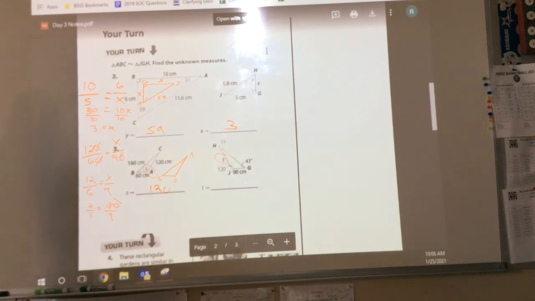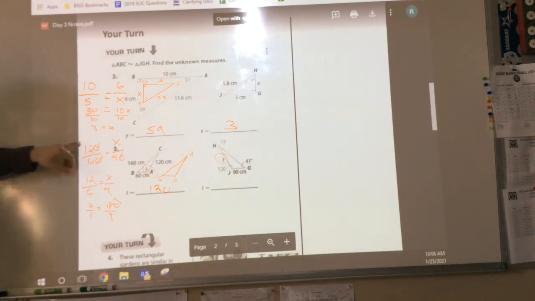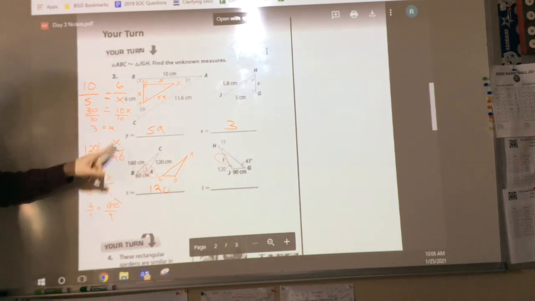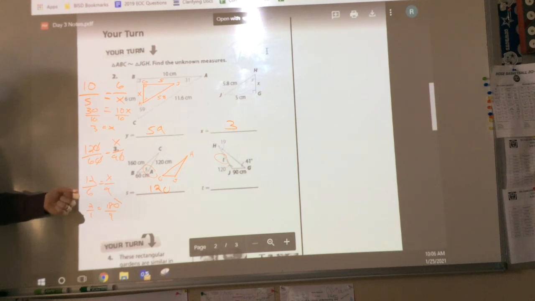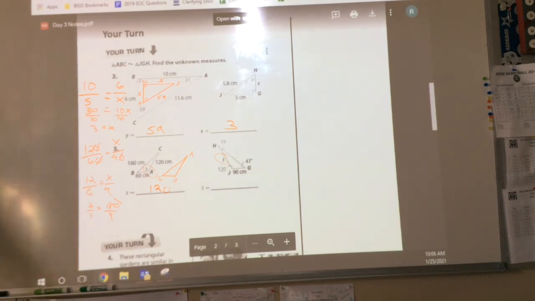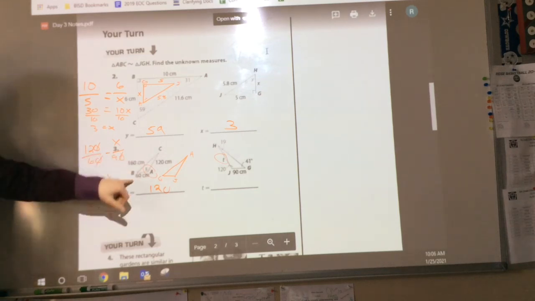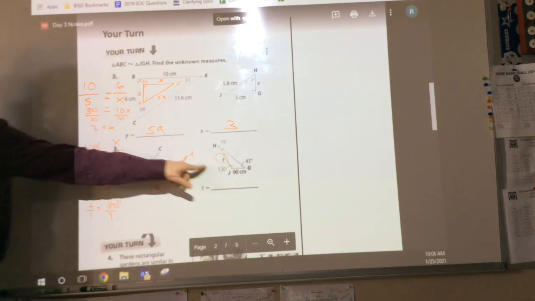So here's what I did again. Still cross multiply. I set up my proportion. I did 120 over 60 is equal to x over 90. Yeah, what's up? I think I got the answer for T. What'd you get? 180. Let me walk through what I did. I did 120 over 60 is equal to x over 90.